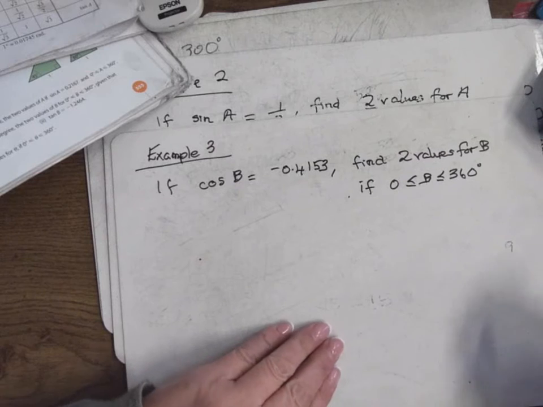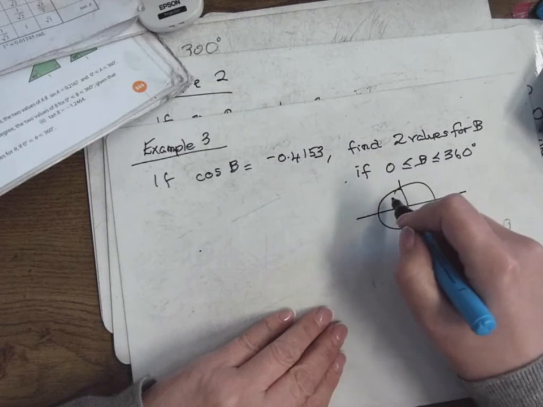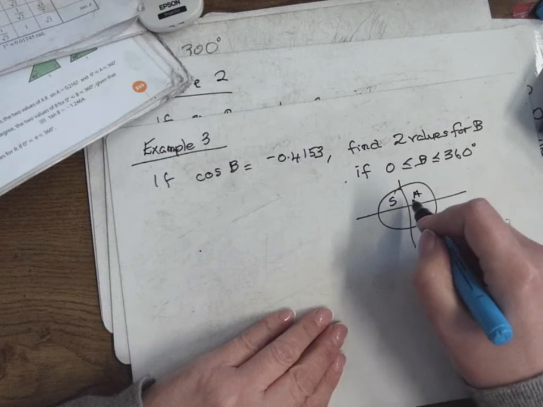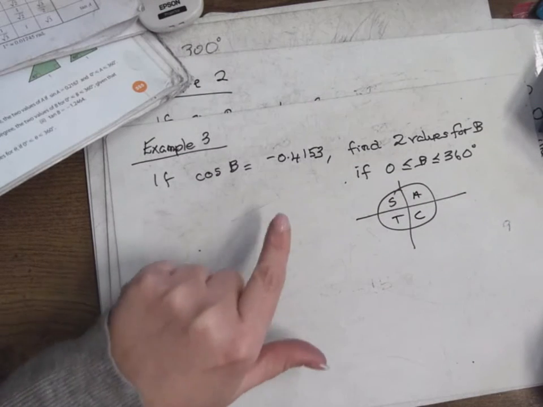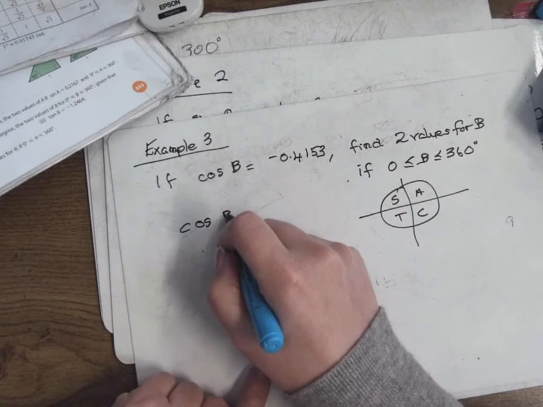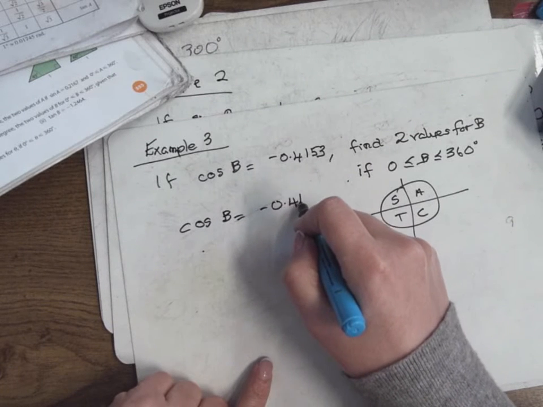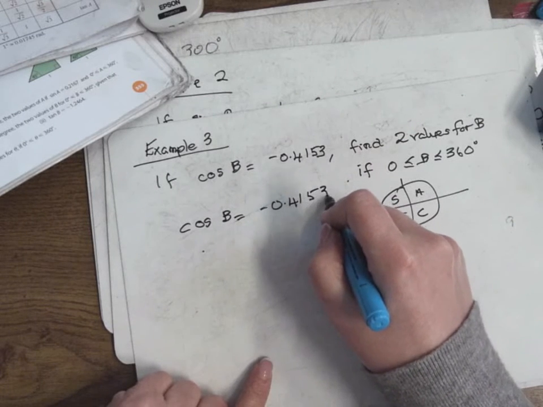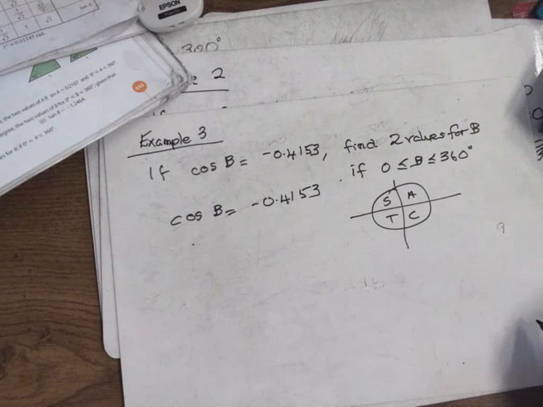Is that alright? So the first thing you have to do is draw your little unit circle. Is that alright? Okay. Is cos of B positive or negative? Is that a positive number or is that a negative number? It's a negative number, isn't it? Because there's a minus in front of it. Agreed? So that means there's two answers, one in each quadrant where cos is negative.